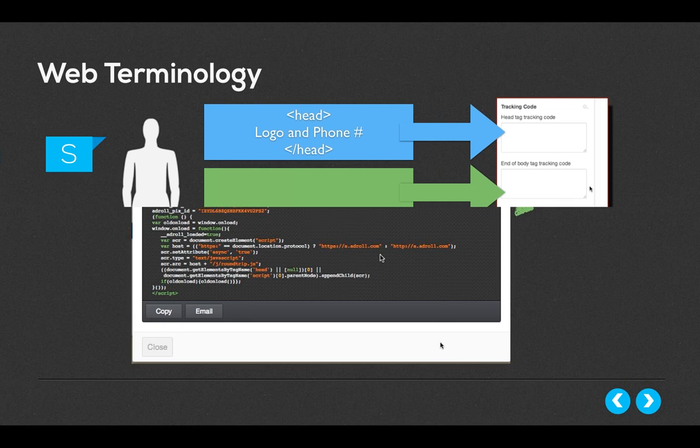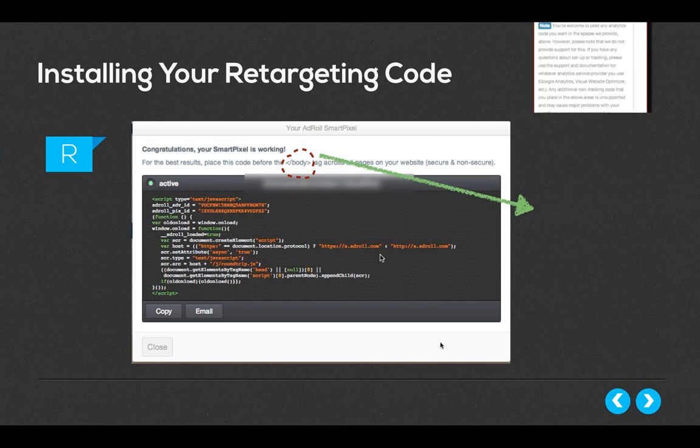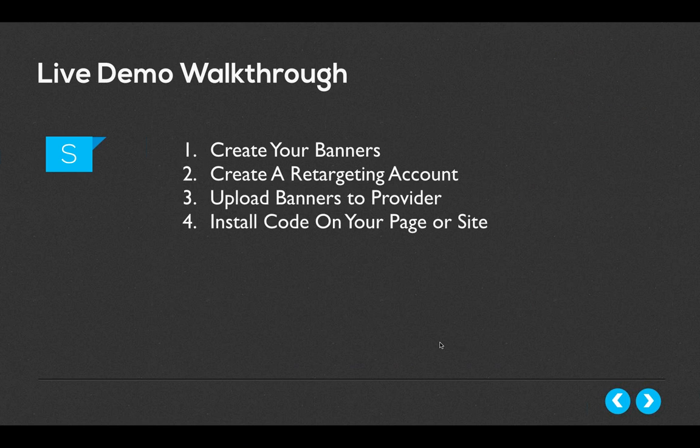So you'll notice the head is the top one and the body is the next one down. And when you look at the code, I think this is from AdRoll, it says right here, place this code before the slash body, which means put it before the end of the body. And what LeadPages says is this is the end of body tag tracking code section. So what that means is we copy this code and stick it in that little box that says end of body.